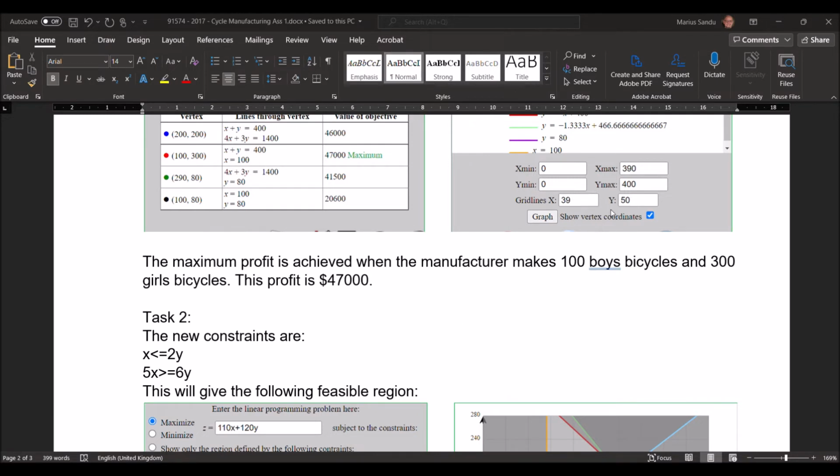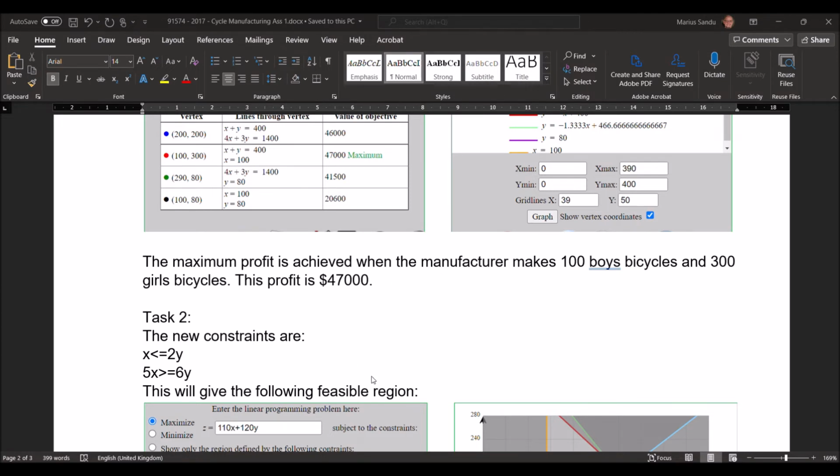When we solve we get a new feasible area with new vertices, and we notice that the maximum profit is of 45,230.7692, and this happens when we produce 215.3846 boys bicycles and 179.4872 girls bicycles, but that cannot actually be.